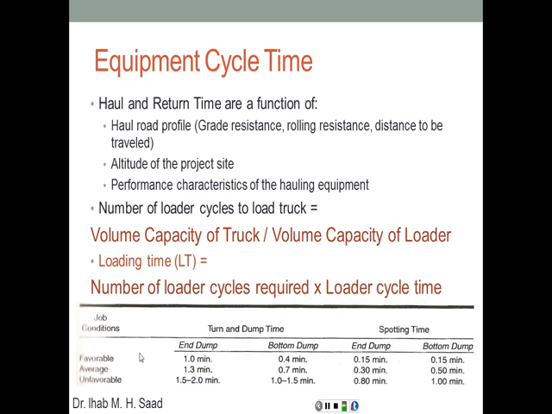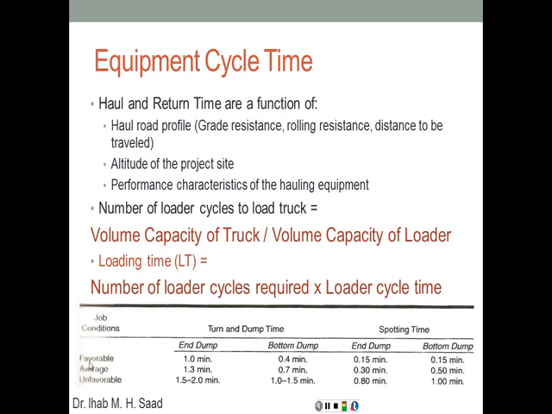And here, for example, are some examples in this table about the job conditions, whether it's favorable, average, or unfavorable, for the turn and dump time and for the spotting time, which are all part of the fixed time of the equipment. This is not the variable time, this is the fixed part. Under favorable conditions, in end dump it's going to take about 1 minute. The spotting time is going to be about 15 seconds. For the bottom dump, it's going to be less than that, only 0.4 minutes, and the spotting time is going to be pretty much the same.